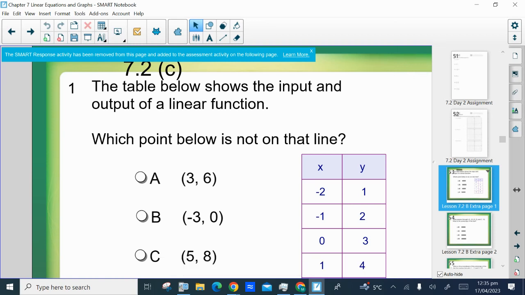Okay, so before the break, we did 7.1 and we spent 2 days on 7.2. We're going to finish this off today. I put on the board that you guys are going to write a quiz on 7.1 and 7.2 on Wednesday. So that'll give you an extra day to get ready for it.